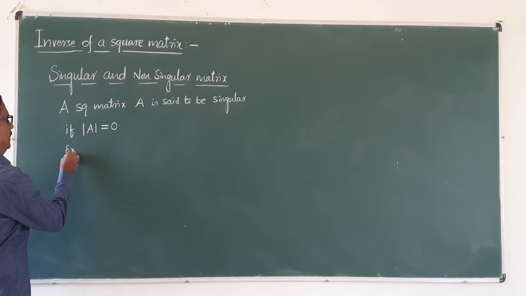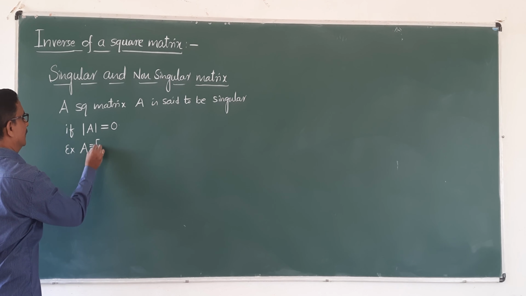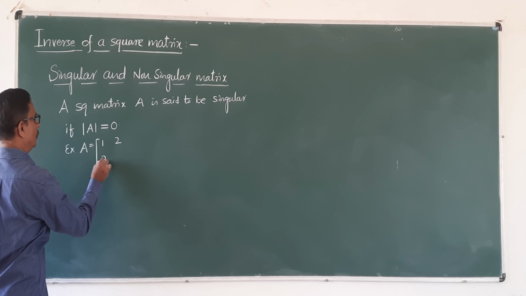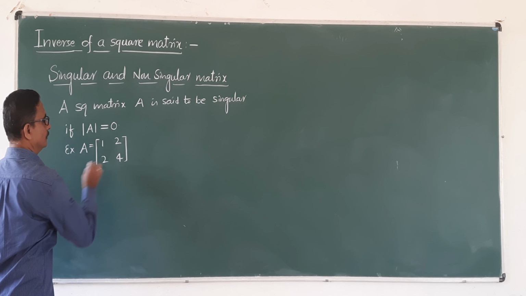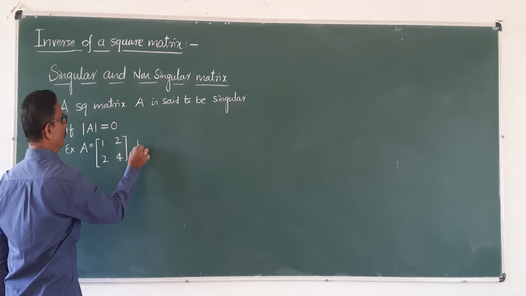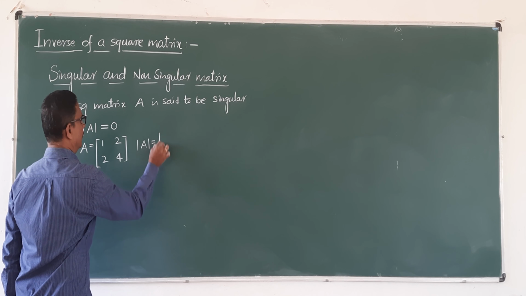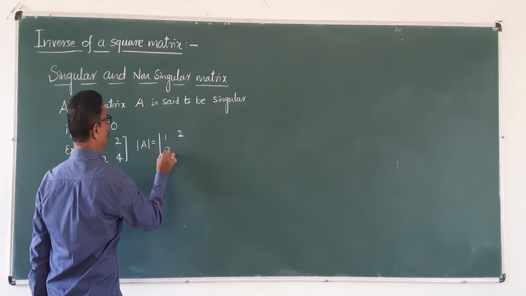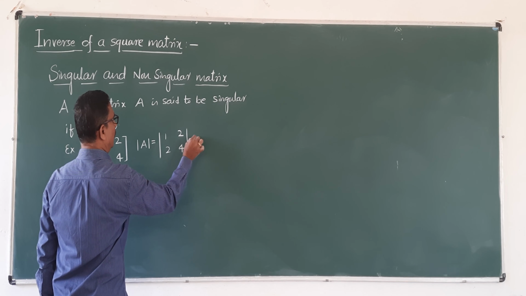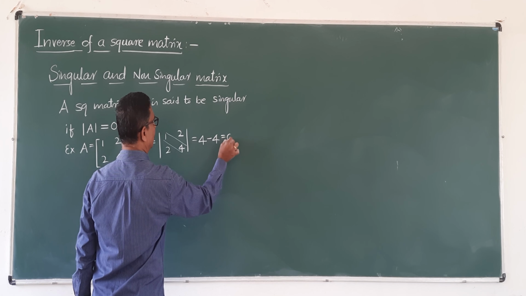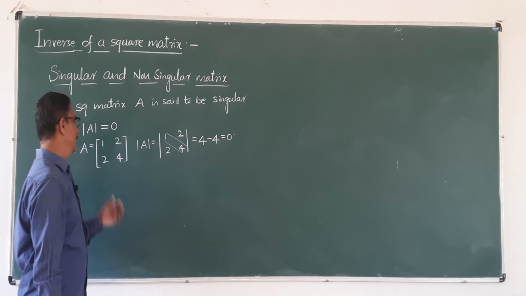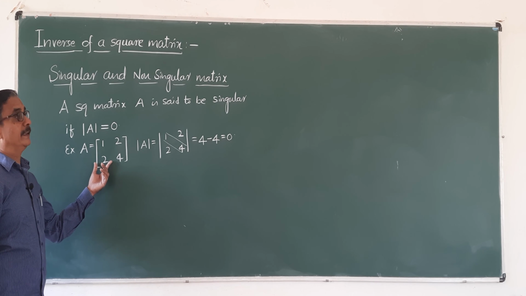Now for example, A is the matrix 1, 2, 2, 4. It is a square matrix. Now to find determinant of A, determinant 1, 2, 2, 4. Expand it. The difference of the cross multiply. 1 into 4, 4. Difference. 2 2s are 4. 4 minus 4, 0. So the determinant of the given matrix is 0, which means the given matrix is said to be singular.